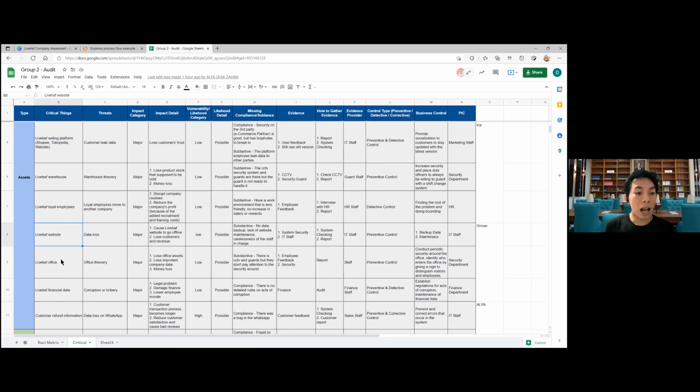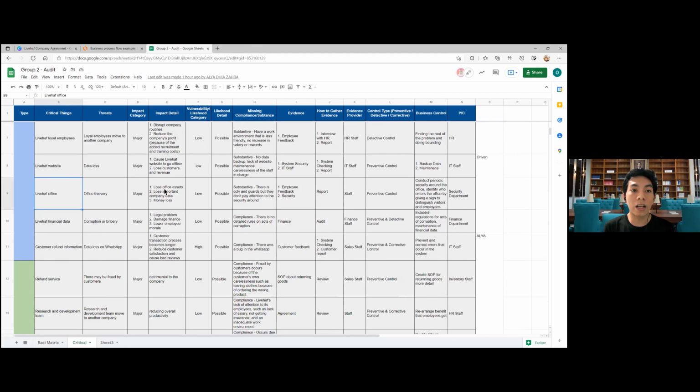Okay, the next is the Livehaf office. The Livehaf office is a critical asset, and the threat is office thievery. The impact category is major, and for the impact detail, the first is loss of office assets, and the second is loss of important company data. It is similar to the office assets, but the loss of important company data is considered important. The third is money loss, which is an effect of the first and second impact details.